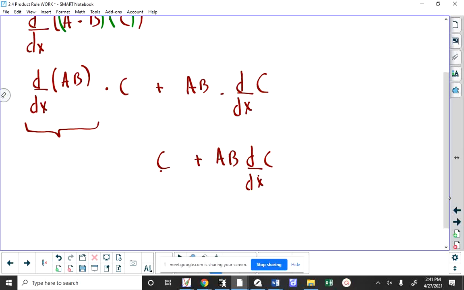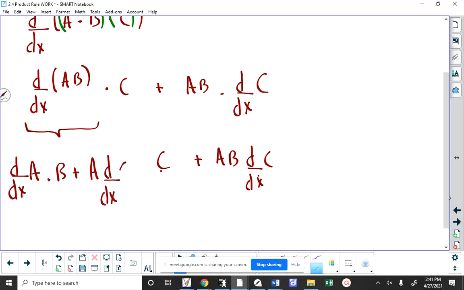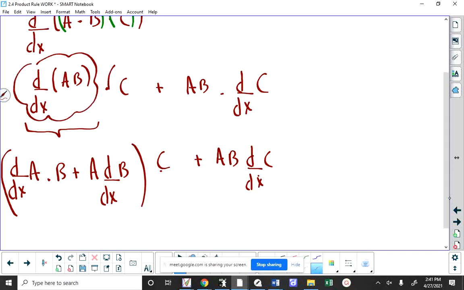Let me rewrite this first part. This is the derivative with respect to x of A times B plus A times the derivative with respect to x of B. But it's multiplied by C. The whole thing is multiplied by C. This is what I have in that set of brackets, and it needs to be multiplied by C.